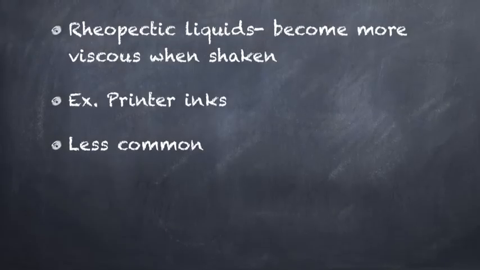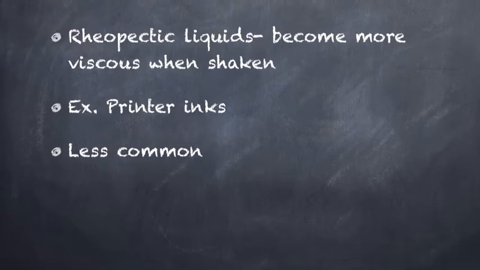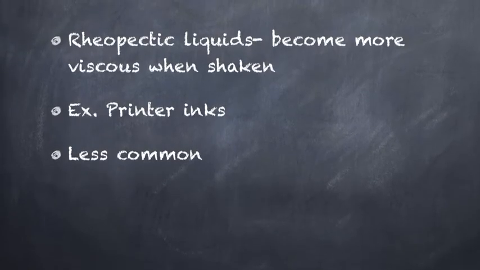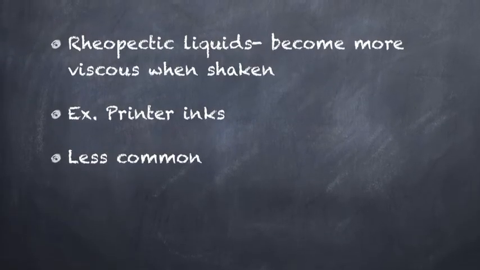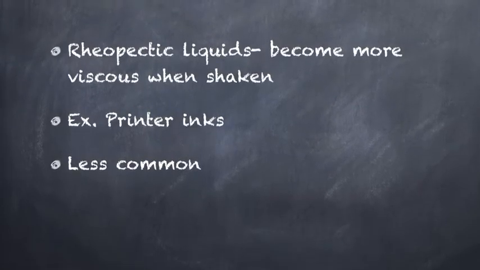The fourth type of non-Newtonian fluids are rheopectic liquids. They become more viscous when shaken. An example would be printer inks. They are the less common of the non-Newtonian fluids.